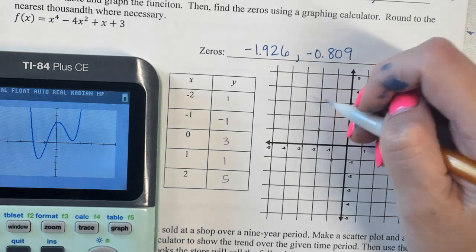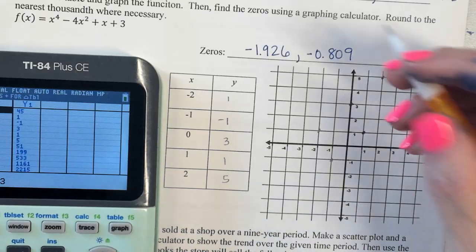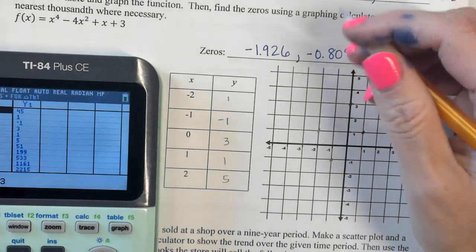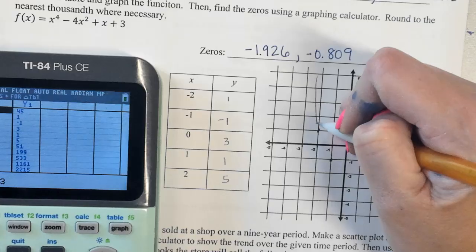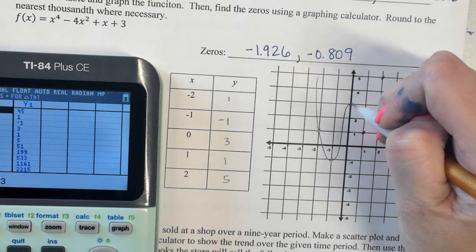Okay, so I'm actually going to look at my -3. So -3 is 45, so it is way up there. So I'm going to curve this through.